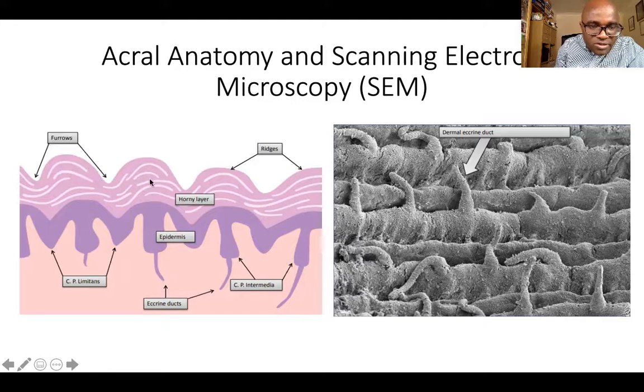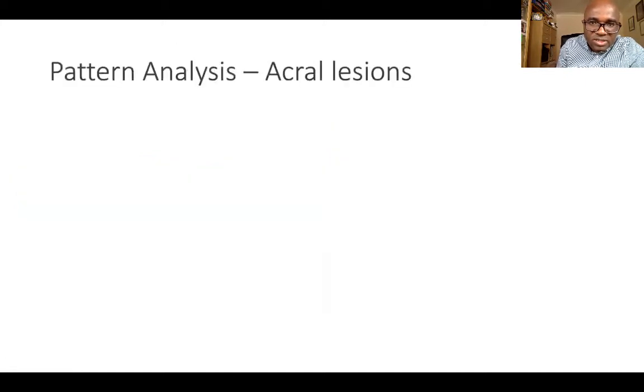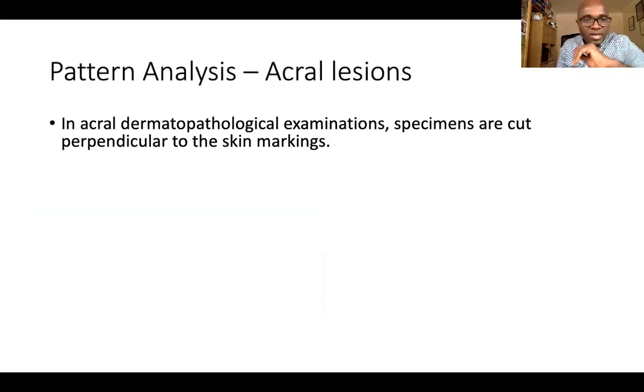So usually, when you have a fingerprint or thumbprint, what's displayed is the ridges. Okay, the ridges are the surface that is displayed on a fingerprint, and the furrows are the indentations or the valleys in there, which will not show up on the fingerprint. So this is a really good way to understand what happens on dermoscopy in the sole of the feet. So in acral lesions, the dermatopathological examinations are cut perpendicularly to the skin markings.